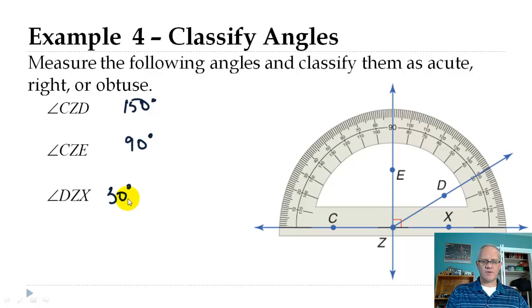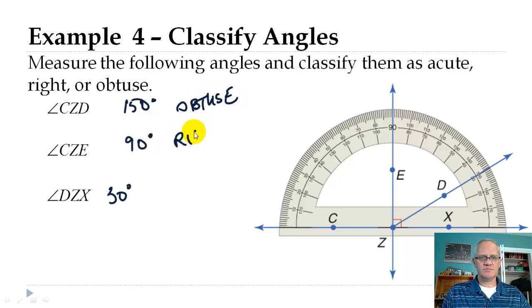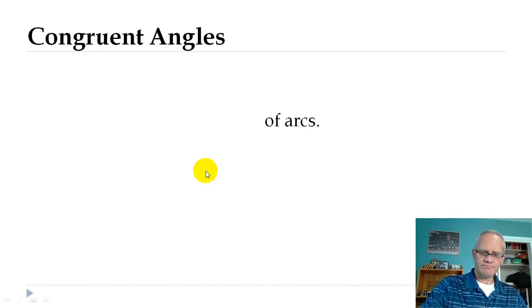Okay, so that's a little bit about measuring angles. Oh, what we didn't do, we measured them, but remember we're supposed to call them acute, right, or obtuse. If it's 150 degrees, what's that called? Is it bigger than 90? Yep, it's obtuse. 90 is right, and 30 would be less than 90, and so that's acute. Good, thanks for reminding me.